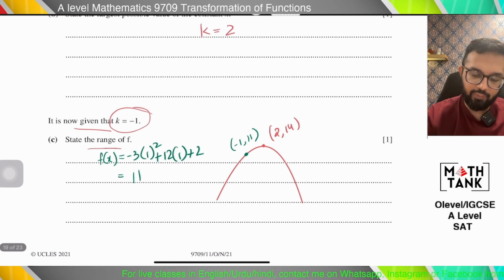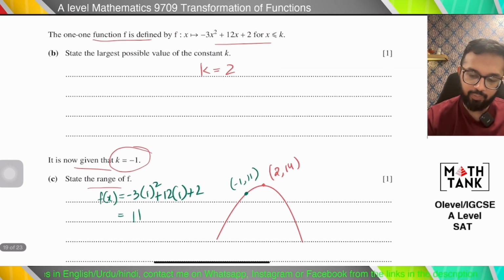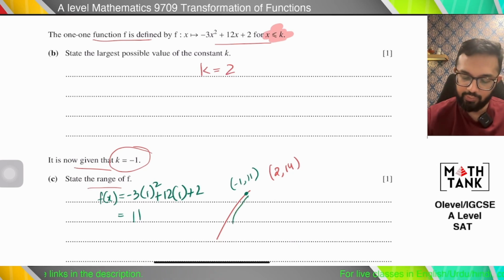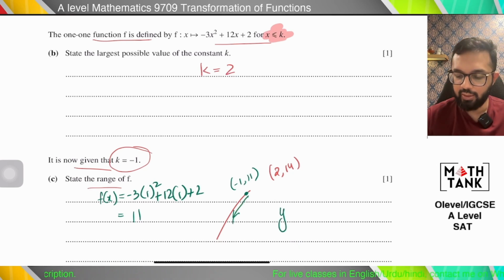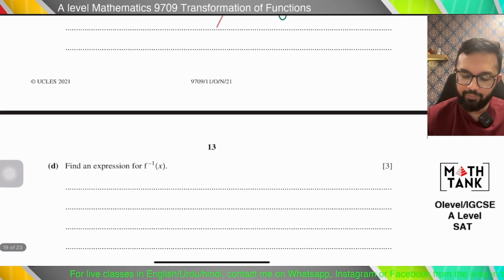So the rest of the graph is absent. What you have is from x less than or equal to minus 1. So only a certain part of the graph is present, and that's this part. So where are the values going? The values are going downwards from here. So y is less than or equal to 11, because that's the only part of the curve that's present.